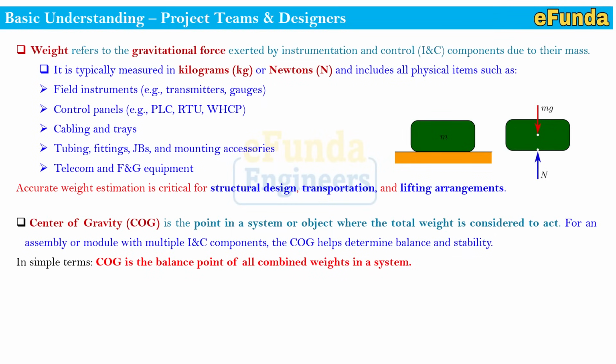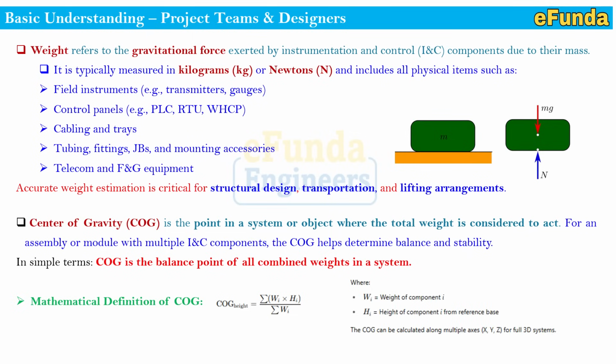Now it is important to understand the mathematical definition of COG. COG height is equal to the summation of Wi into Hi divided by the summation of Wi, where Wi is the weight of component i, and Hi is the height of component i from the reference base. The COG can be calculated along the multiple axes of X, Y, Z or a full 3D system view. This is how the basics are important to be understood by every team member to evaluate this activity during detail design engineering.